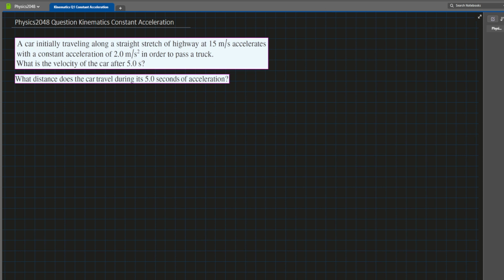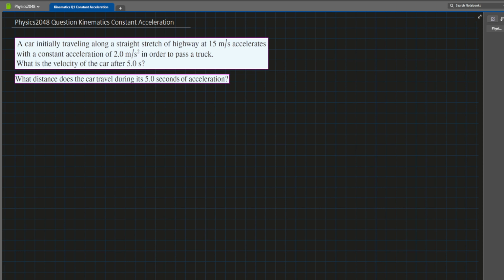per second accelerates with a constant acceleration of 2.0 meters per second squared in order to pass a truck. What is the velocity of the car after 5 seconds, and what distance does the car travel during its 5 seconds of acceleration? So the main question that we have on the first one is, what is the velocity of the car after 5 seconds?